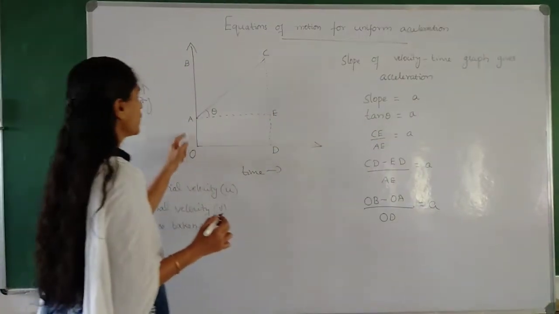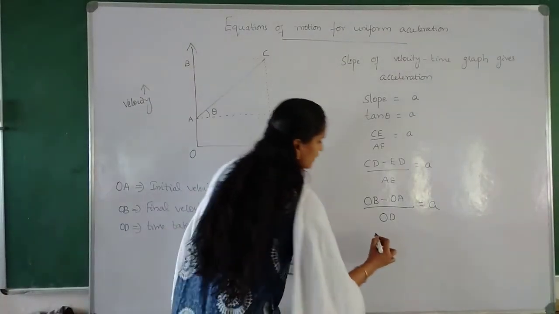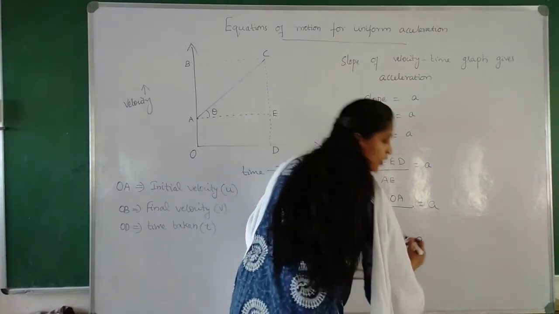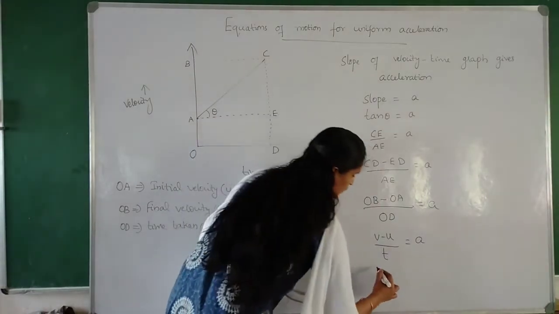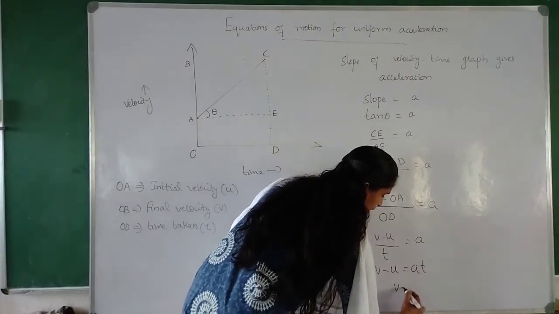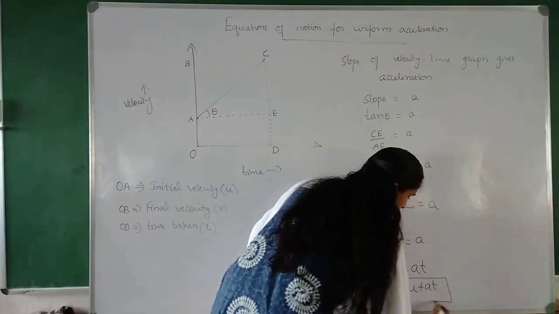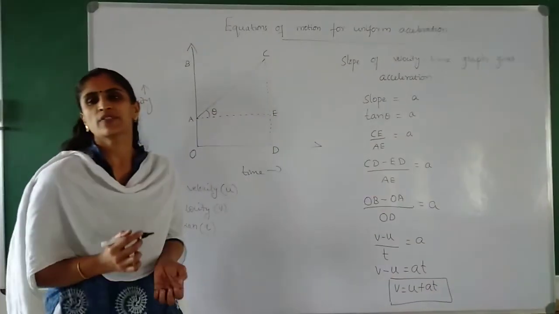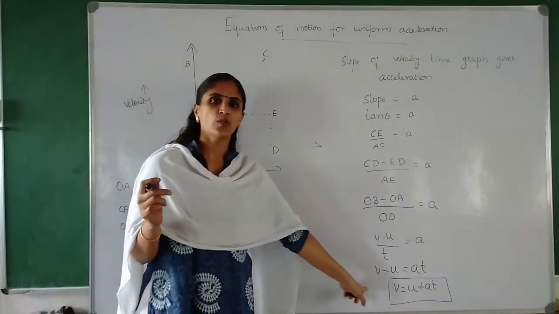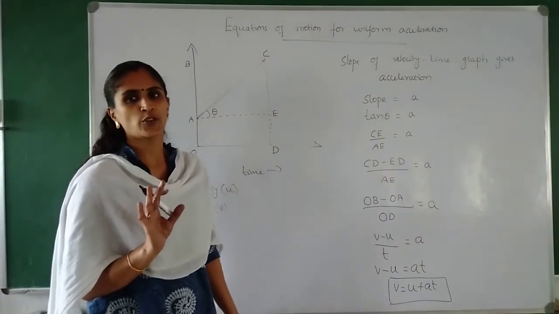And what is OB? OB is the final velocity, already written. OA is the initial velocity. So we can write V minus U by T is equal to a, or V minus U is equal to at, or V is equal to u plus at. So we got our first equation, that is velocity v is equal to u plus at. Okay, is it clear? I think all of you understood, no?